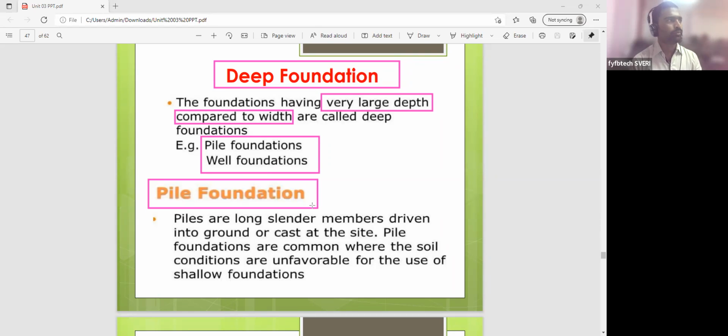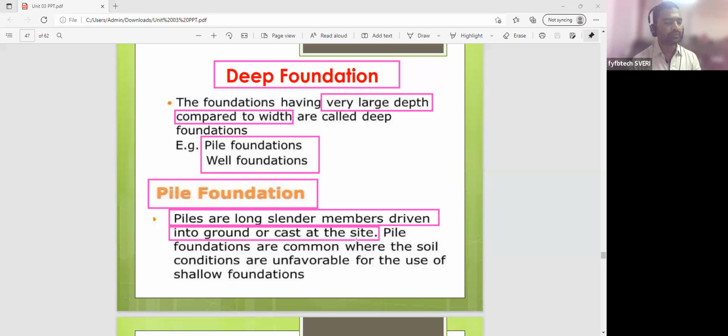So, pile foundation. The definition of the pile is important. What is a pile? Then you should know pile foundation. Read on the definition for the pile. Piles are long, slender members driven into the ground or cast at site. This is the definition for the piles.